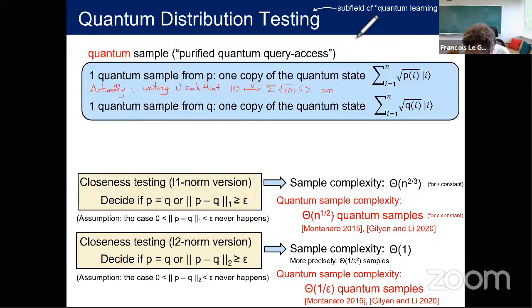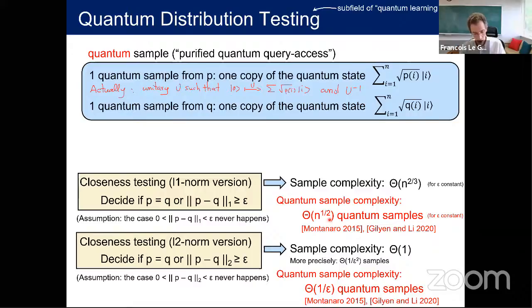And you also need access to the inverse of the matrix. So when I say one copy, one sample, I mean one access to this unitary that constructs this superposition from the all zero state, or one access to the inverse. I also count this as one query. So I assume that I have such a unitary that I can call for P and a similar unitary for Q. And I define that as one quantum sample. And then I can show that with square root n quantum samples, you can solve the first problem, and with n over epsilon quantum samples, you can solve the second.